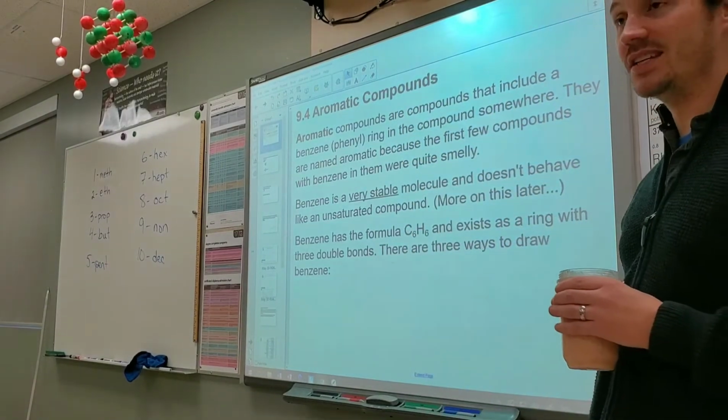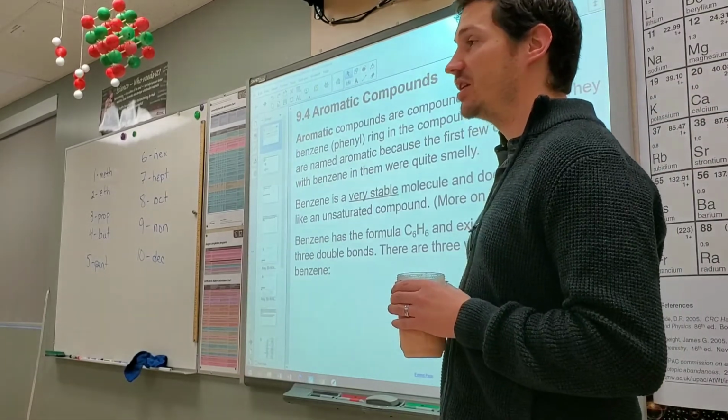Benzene is also really carcinogenic. Do you know what a carcinogen is?